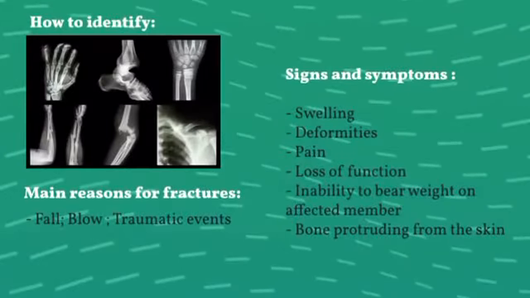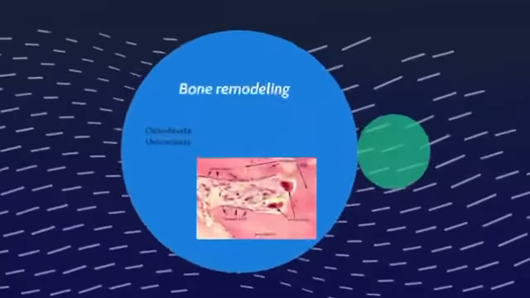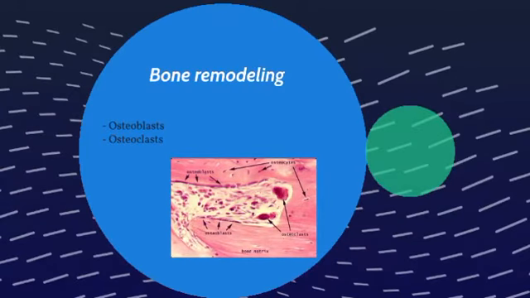We can see them better with x-rays, but clinically speaking, what would a patient feel in case of a broken bone? Swelling, deformities, pain, loss of function, inability to bear weight on the affected limb, and even bone protruding from the skin. It is also valid to remember that bones can fracture from many causes, but the main ones are falls, blows, and traumatic events. Fortunately, fractures can be repaired, and our own body does that for us.